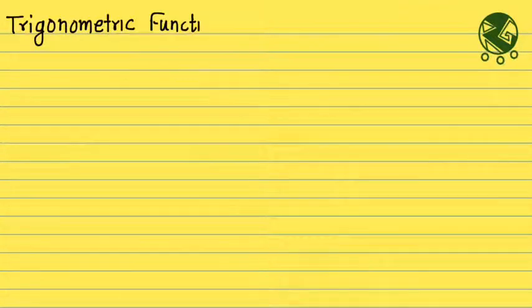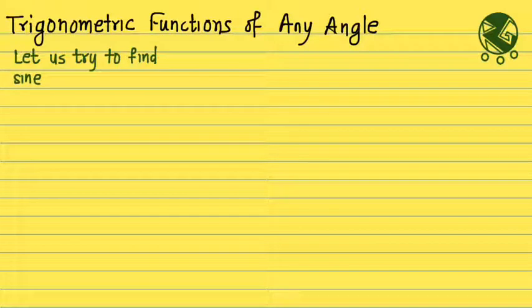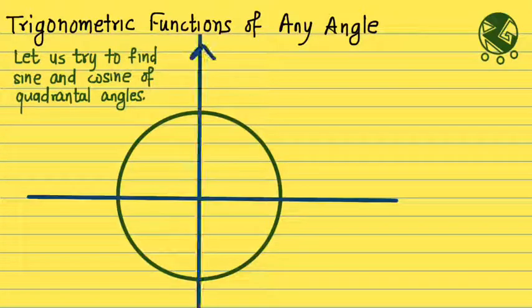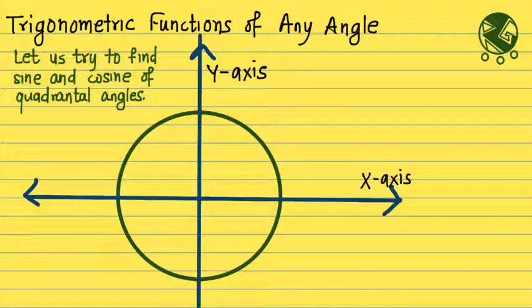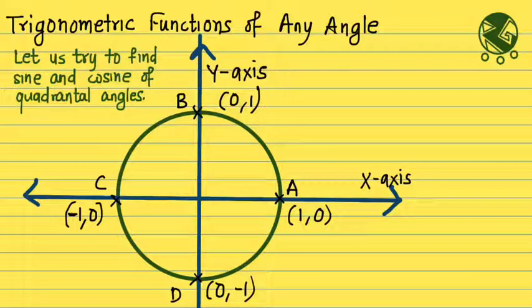Now, trigonometric functions of any angle, we will continue with this. Let us try to find sine and cosine of quadrantal angles. What are quadrantal angles? Those which are a multiple of 90 degrees. As we know, on the circle I have shown, the point A has coordinates 1, 0 because we are talking about the unit circle. What will be the coordinates of this point B? It will be 0, 1. Then the coordinates of point C will be minus 1, 0 and point D will be 0, minus 1.